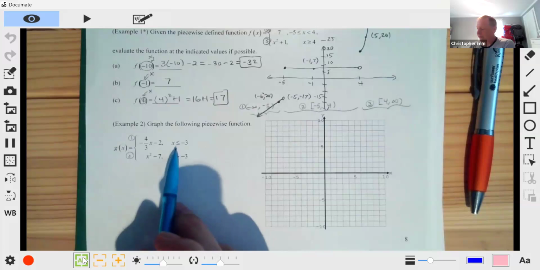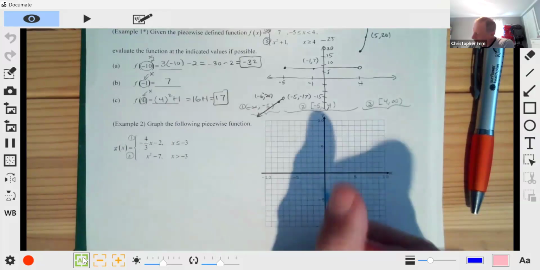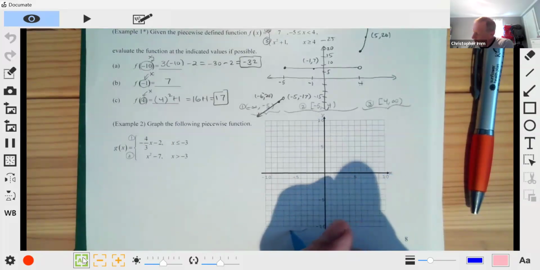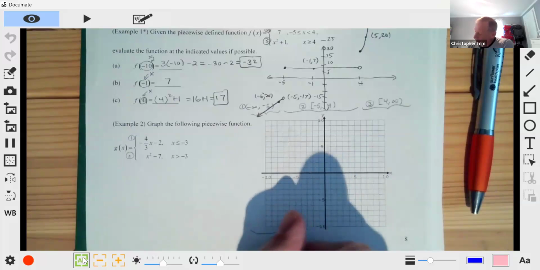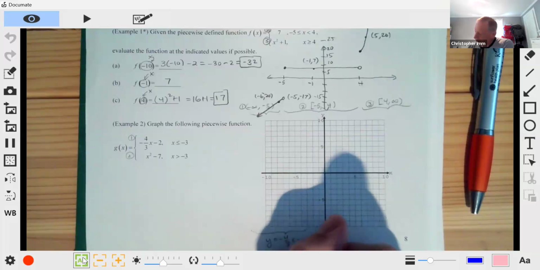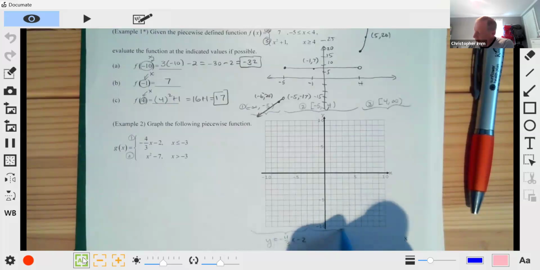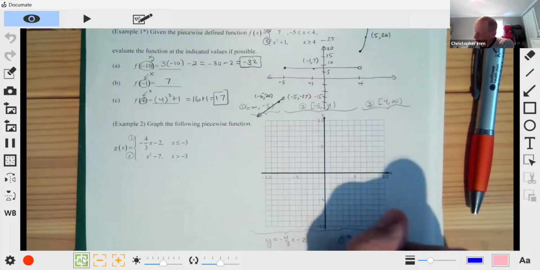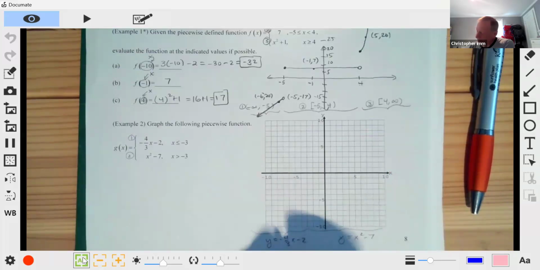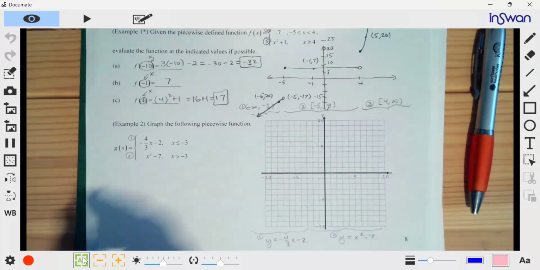So I'll start you out. I know from -3 to the left that I'm going to be plotting that line. So I'm going to plot y equals -4/3 x plus -2 from -3 on. And then from -3 to the right, I'm going to be plotting this other function, x squared minus 7. So then from here, what I gather is that we would take the -3 value for the first function and plug it in. Exactly.